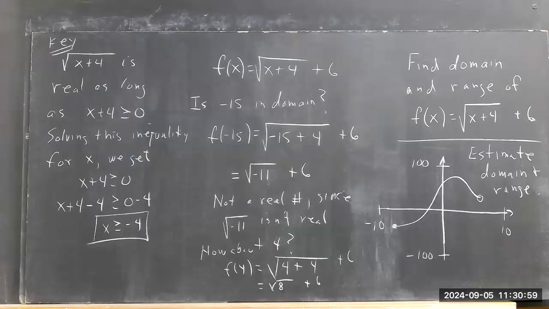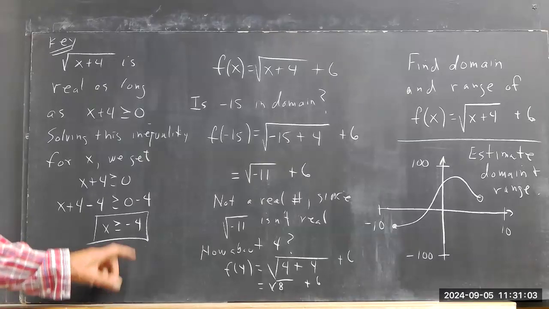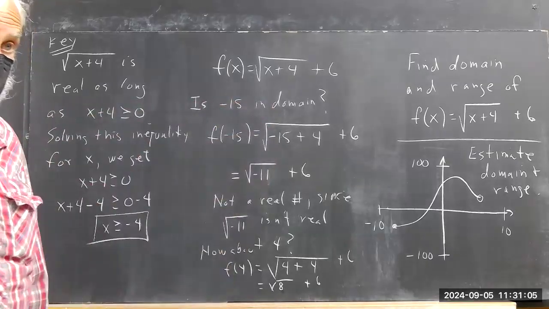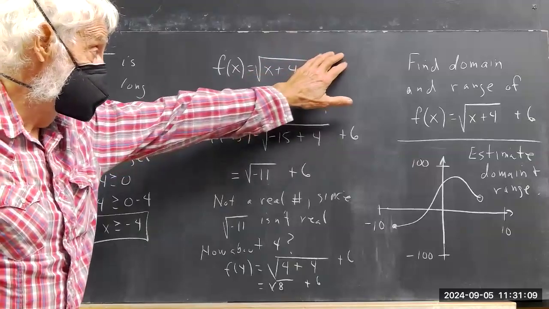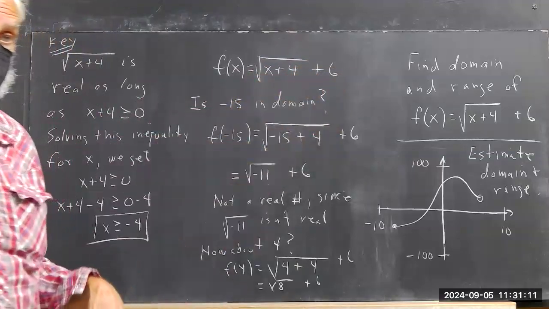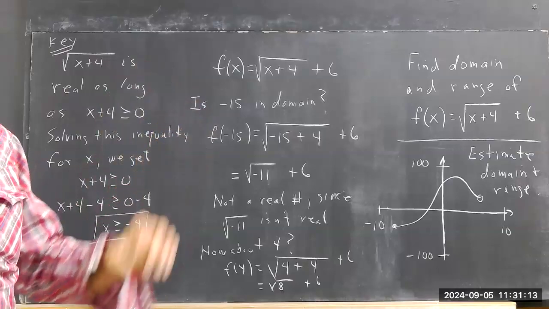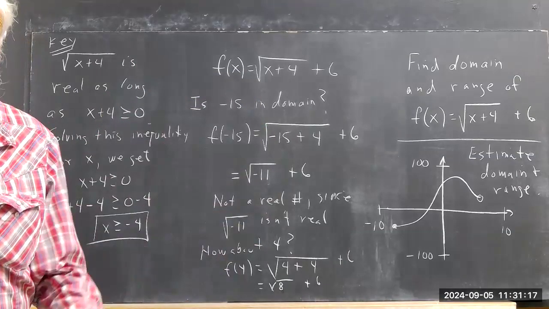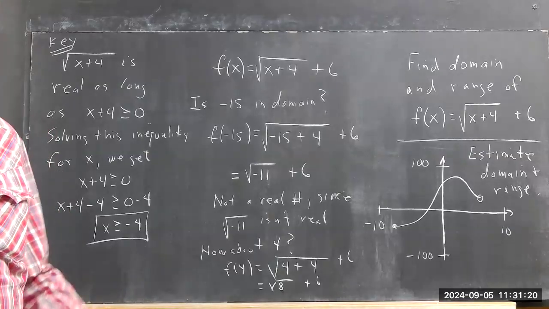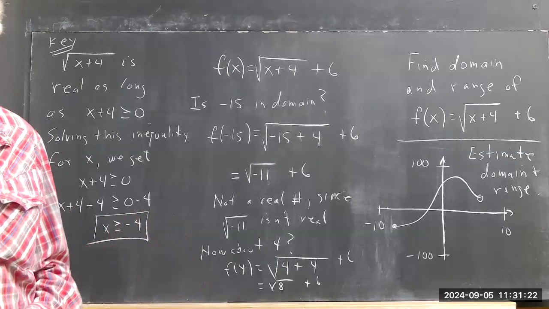We get x greater than or equal to -4. So if x is -4, what do we get? Just for the square root, we're going to be able to add 6 to it. That's not a problem. But what's the square root give us? Gives us 0, because -4 plus 4 is 0. Square root of 0 is 0 because 0 times 0 equals 0. Okay.